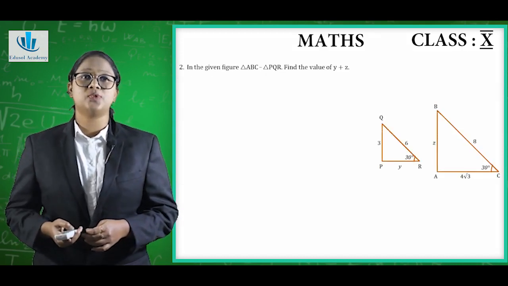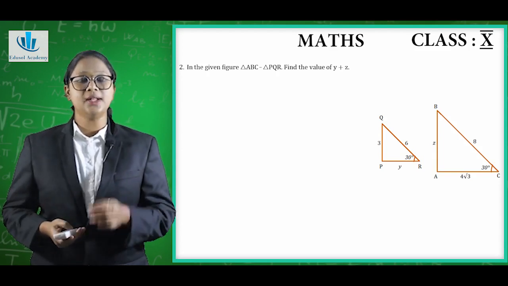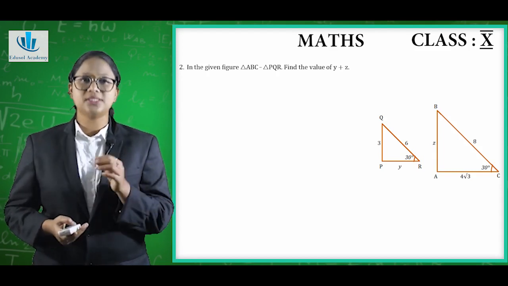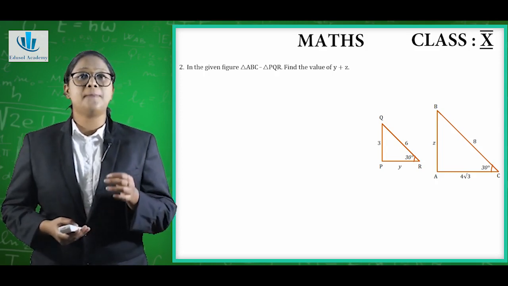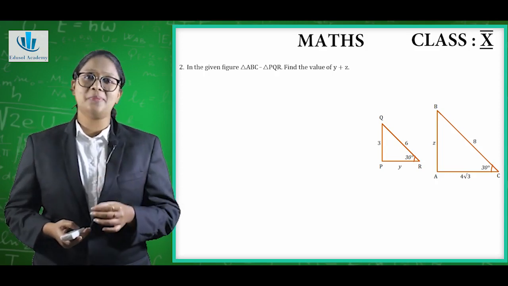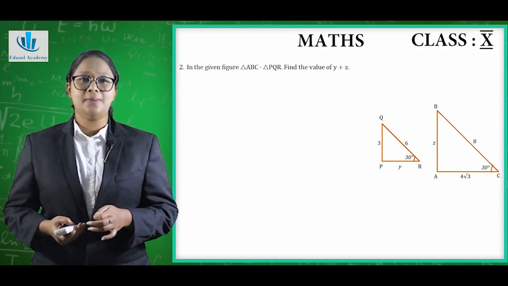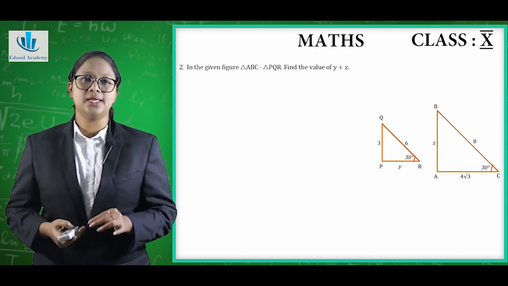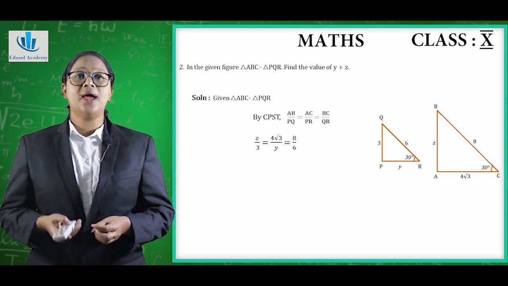Moving on to the next question. In the given figure, triangle ABC is similar to triangle PQR as usual. Now find the value of y plus z. That's a little bit different, right? Okay, have a look at the figure. We can see two triangles PQR and ABC with sides 3, 6 and y in PQR and with sides z, 8 and 4 root 3 for ABC. Now specially note that angle R and angle C are 30 degrees each. So those are the data given in the figure. Now we are supposed to find y plus z.